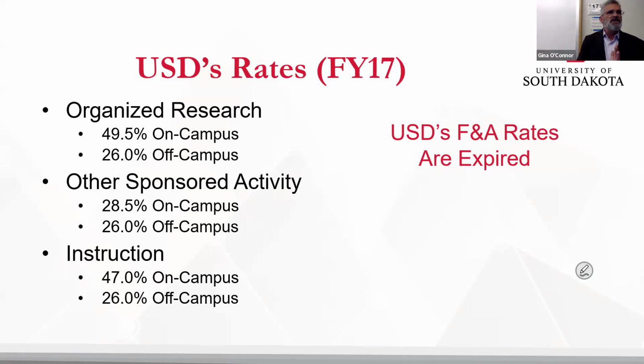But based on the negotiations that Maximus had with HHS back in 2018, they said for organized research that happens on campus, it's 49.5. Off campus, 26. Other sponsored activity, that'd be the SBDC: if it's happening on campus, 28.5, off campus is 26. Instruction, 47% on campus, 26% off campus. Those are our negotiated rates. That's what we get to charge based on those sorts of activities.